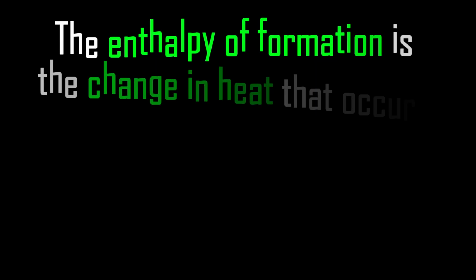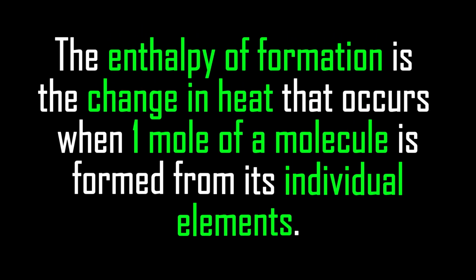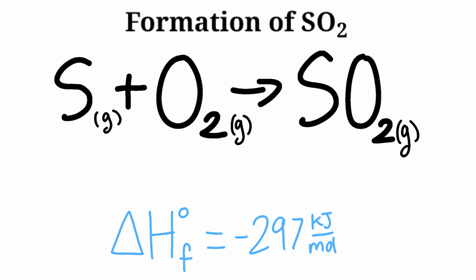The next way we're going to learn about how to calculate enthalpy of a reaction is using enthalpy of formation. And the enthalpy of formation is the change in heat that occurs when 1 mole of a molecule is formed from its individual elements. For example, this equation gives us the formation of sulfur dioxide from sulfur and oxygen, and the equation is S plus O2 equals SO2. SO2's enthalpy of formation is negative 297 kilojoules per mole. This means that to make 1 mole of SO2 in the equation, 297 kilojoules of heat are released.